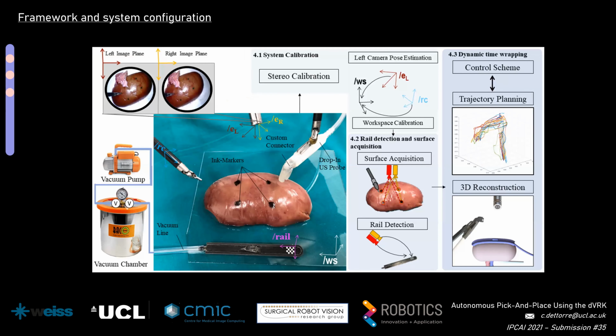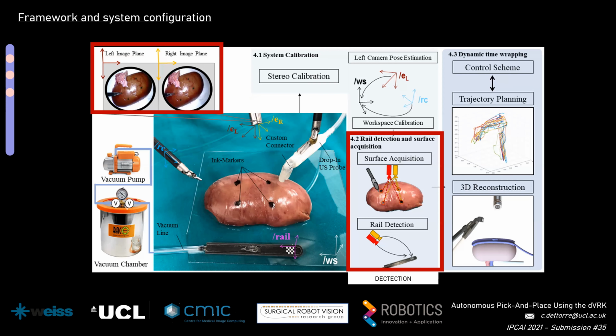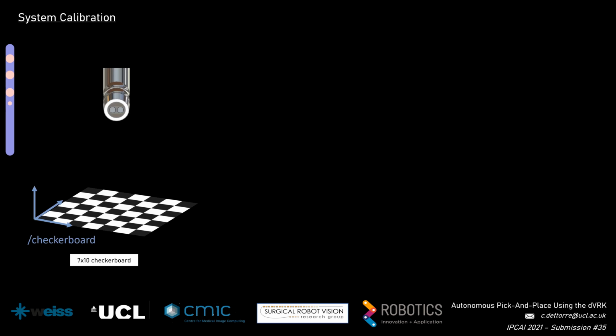I'm going to give a brief description of the framework used in this work now. The workspace is characterized by a porcine kidney, the PAF rail, the robotic tools, and the stereo endoscope. The software architecture relies on a calibration node, a detection one, and one for planning and control. I'm now going to give more details about each part of the software architecture, starting from the system calibration.